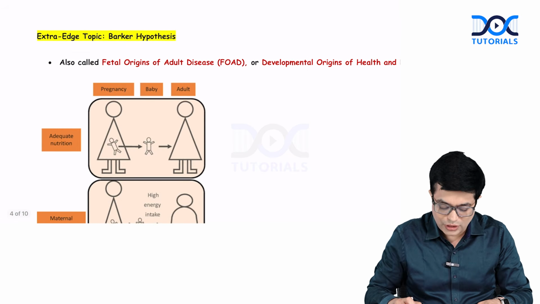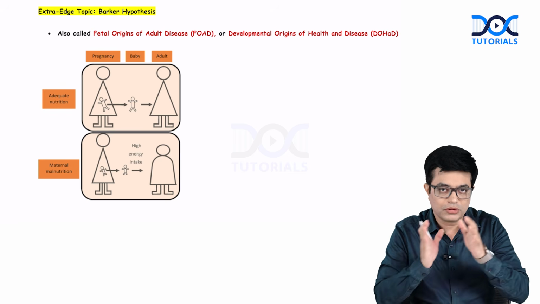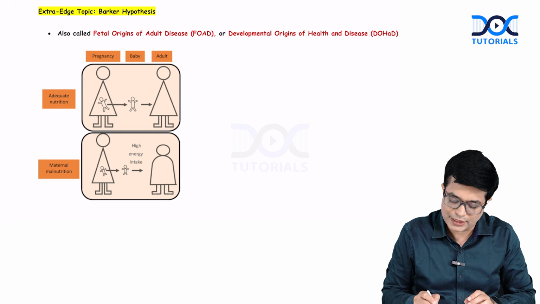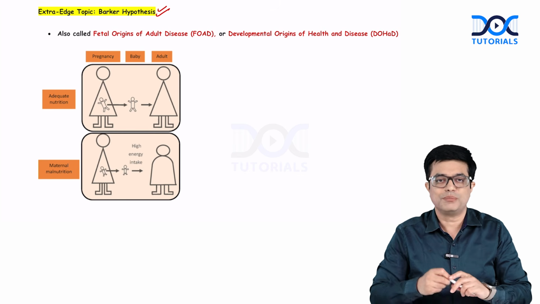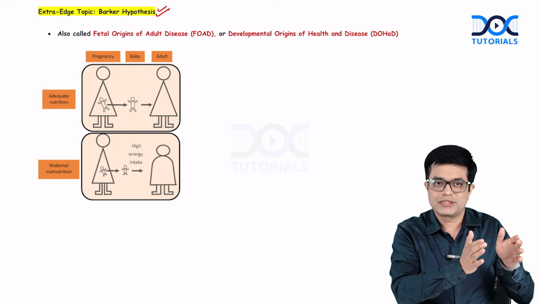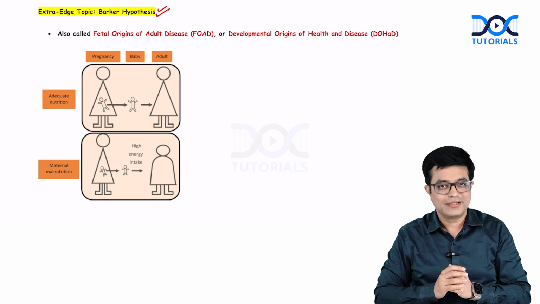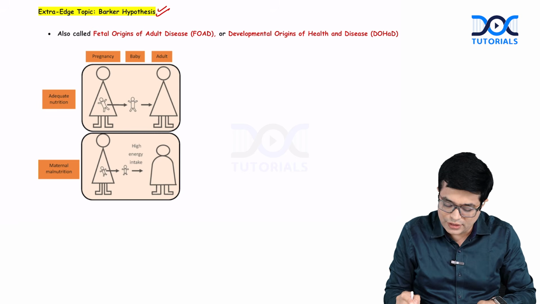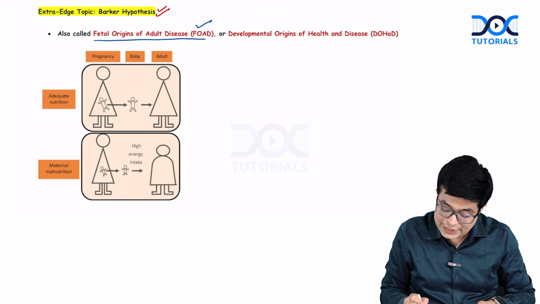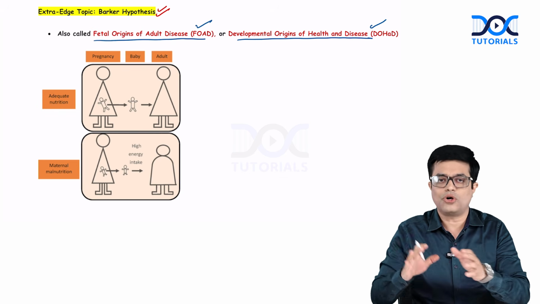And then we come to extra edge topic. This extra edge topic is briefly mentioned in both Ghai and Nelson, and it is very relevant to the topic that we are discussing. What is Barker's hypothesis? Barker's hypothesis basically says that fetal problems are responsible for adult problems, right? So it is also called as fetal origin of adult disease, FOAD. It is also called as developmental origin of health and disease, that is DOHAD. These are the alternative names.